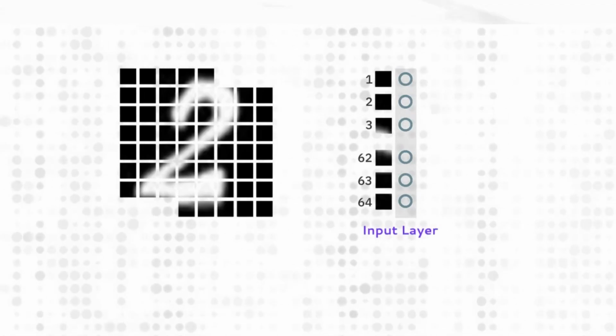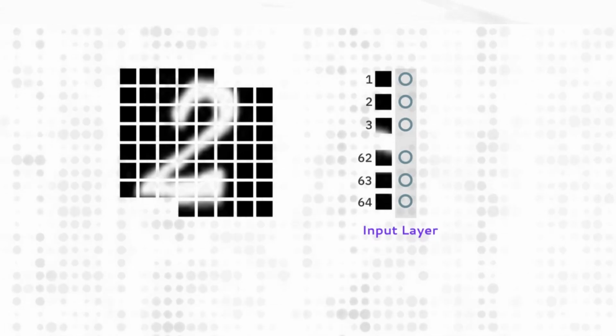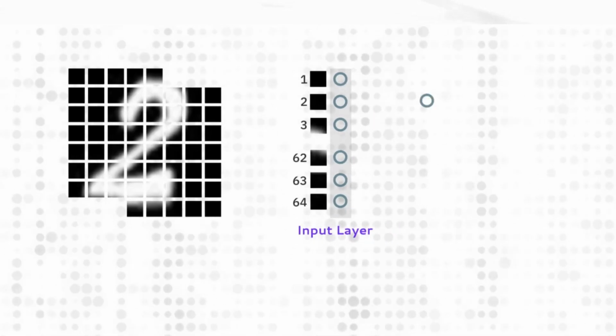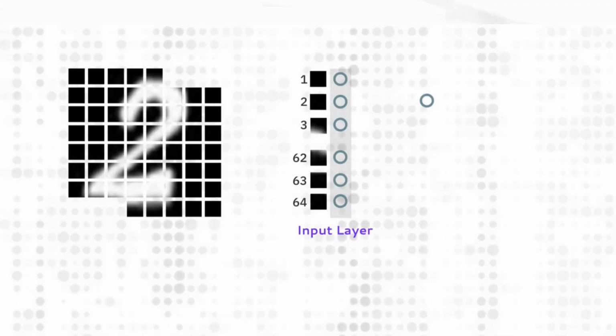One node represents 1 pixel. Because this image consists of 8 times 8 pixels, the total number of nodes will be 64. The collection of all these nodes is called the input layer because they are receiving the input. Furthermore, all signals from these nodes will be processed by other nodes.